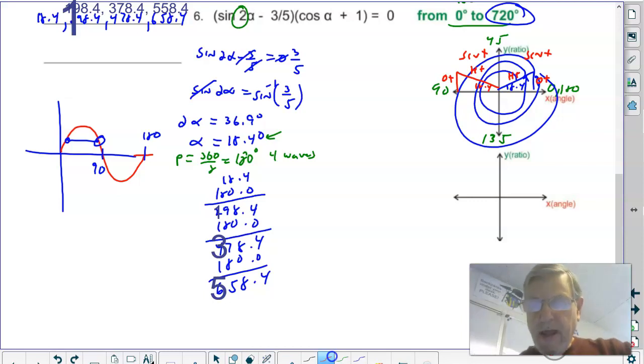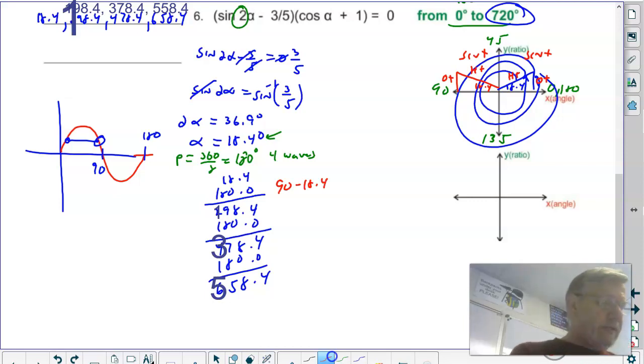So what is this other angle? 90 minus 18.4. So punch that in. What is that? 108. 90, okay, what did my calculator do? 90 minus 18.4. 71.6 degrees. Okay, so that's a second set here with the sine.